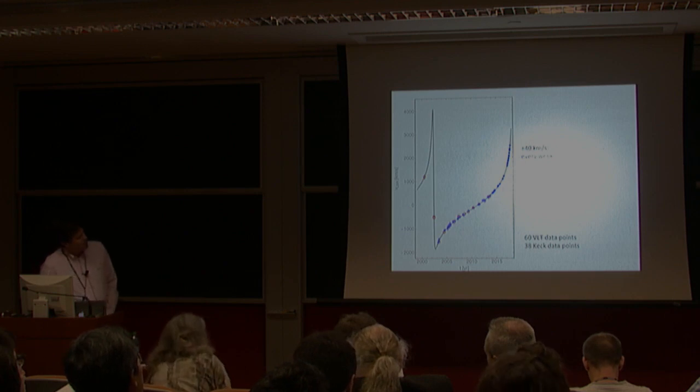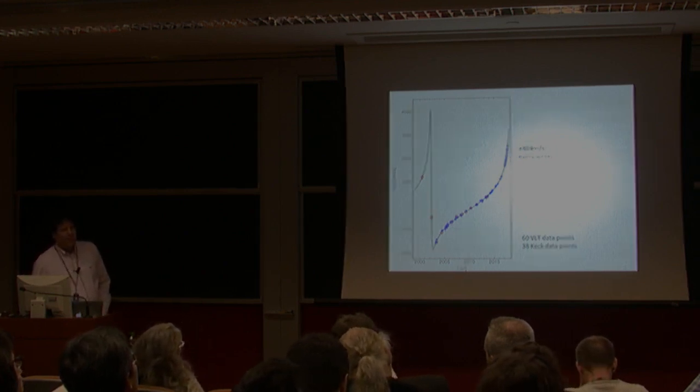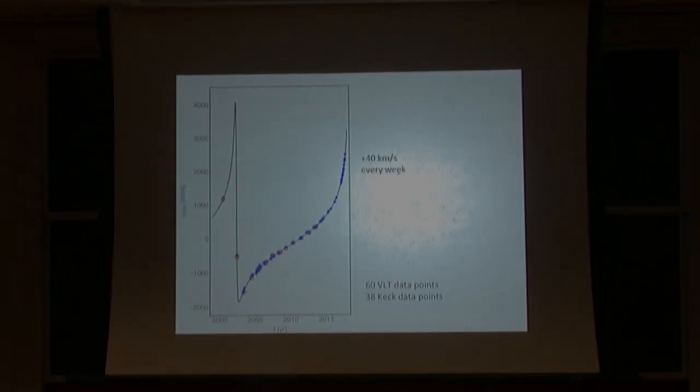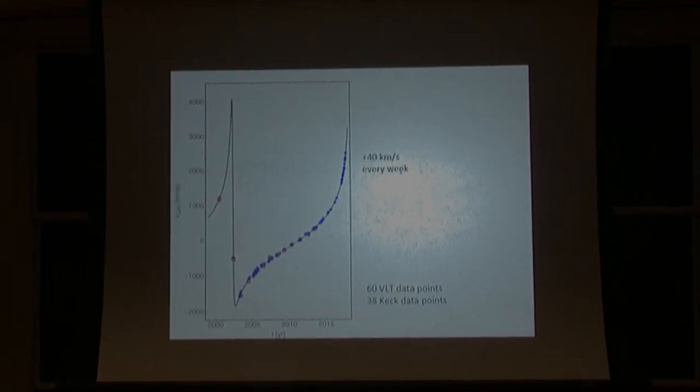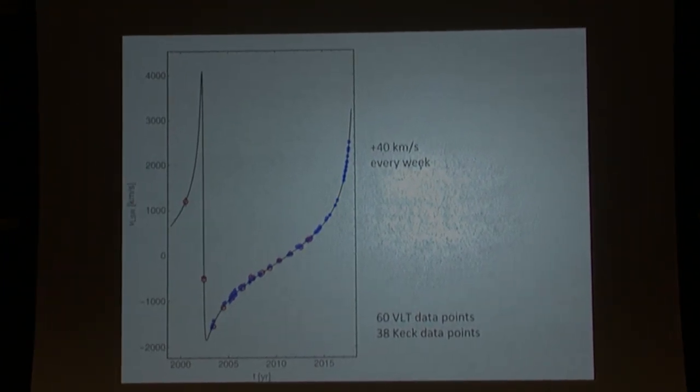And here's the spectroscopy. You can see that in our latest data, the star has been accelerating tremendously. I mean, each week the velocity changed by 40 kilometers per second. This plot contains 60 VLT data points, and I hope I counted correctly, 38 KEK data points.